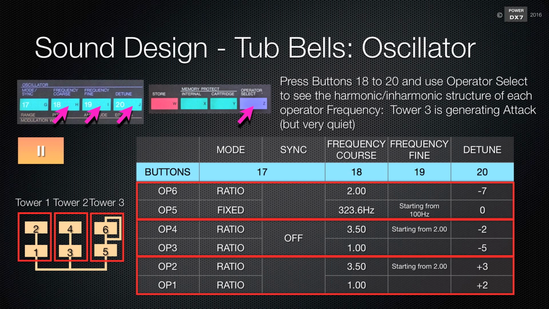Inharmonic tones are generated by using a frequency ratio of 3.50. You can generate this type of metallic tones by using frequency ratio of 1.50, 2.50, 4.50, etc. Also, you will notice that operator 5 has a different frequency setting. It uses fixed frequency mode, which generates a hammer-like attack tone. This mode allows an operator to have a fixed frequency no matter which key you press.